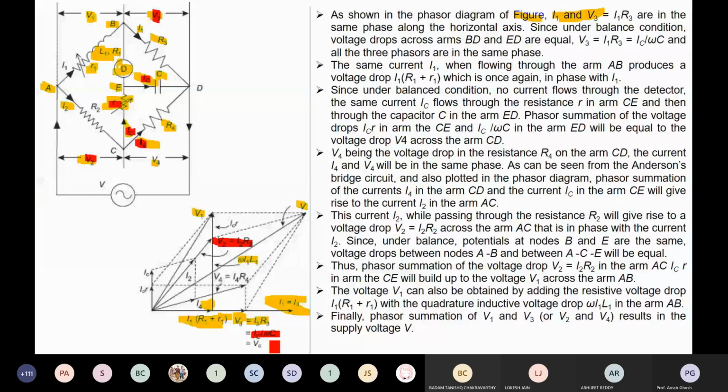So what is the direction of V3? V3 is in phase with your I1. So what is the value of IC? IC will be, as per convention, 90 degrees leading of your V3. So that is the direction of IC. So IC is coming over there.